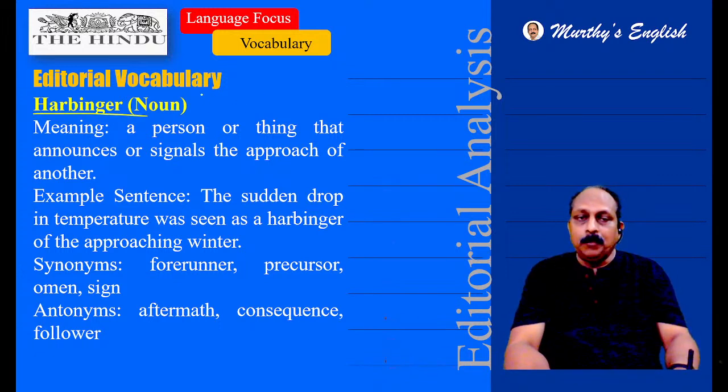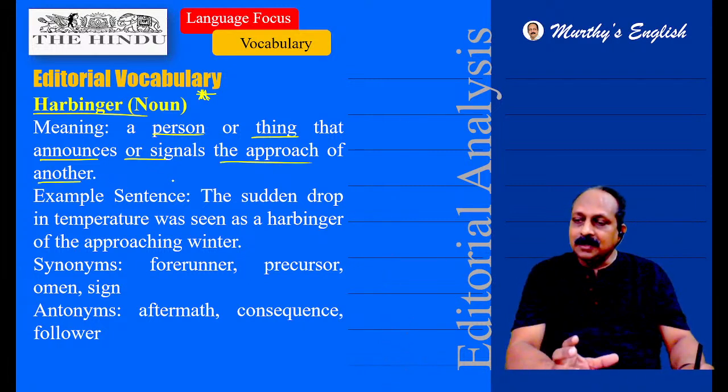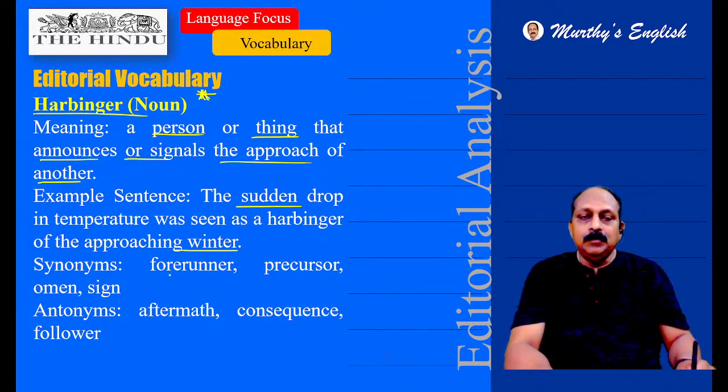Harbinger, an important word, though we have got it many a time. Part of speech, noun, meaning a person or thing that announces or signals the approach of another. Something acts as a signal regarding the approach of something else. We use that harbinger. Example, the sudden drop in temperature was seen as a harbinger of the approaching winter. Imagine a sudden drop in temperatures acts as a signal. Synonyms: forerunner, precursor, omen, sign. All are words we have got many a time.